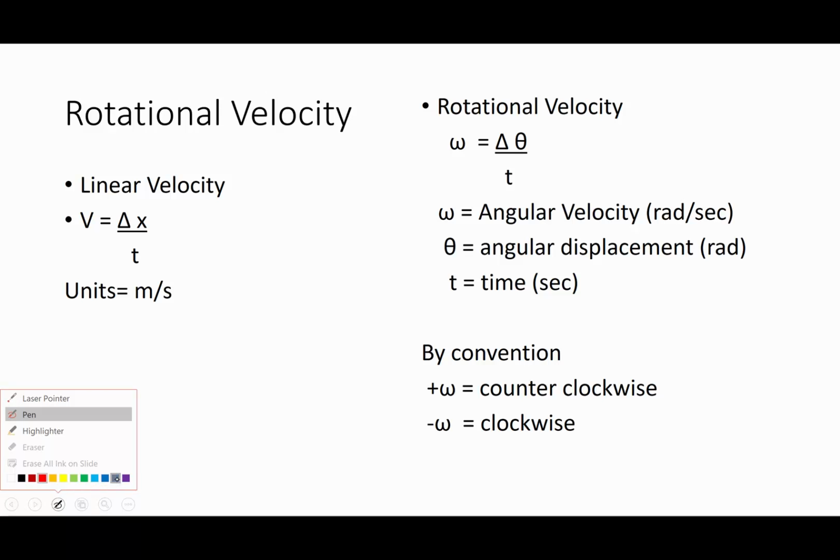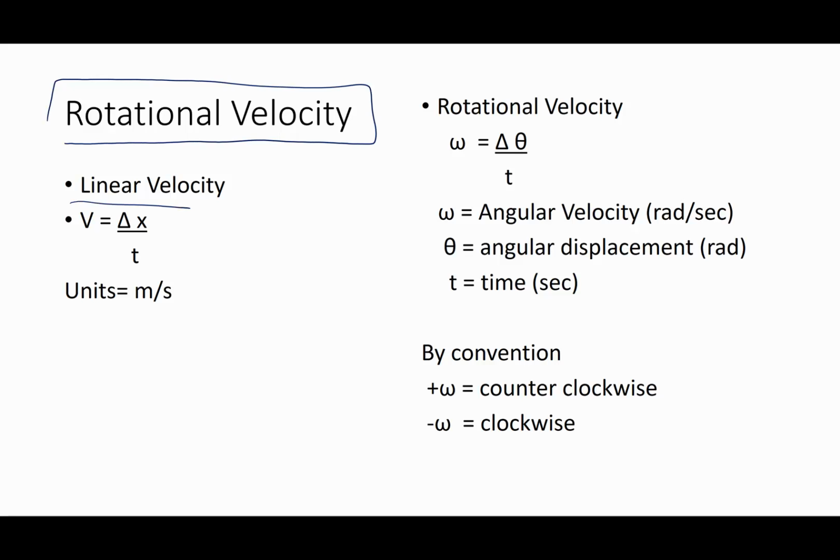Hi, ladies and gents. Now here is another equation that we're going to translate from linear into rotational. The linear equation for a constant or average velocity is change in displacement divided by time, and the units are meters per second. Well, in order to translate that into rotational velocity, the symbol that we use for angular displacement is theta, and good old time is still time, but rotational or angular velocity is the Greek letter omega.